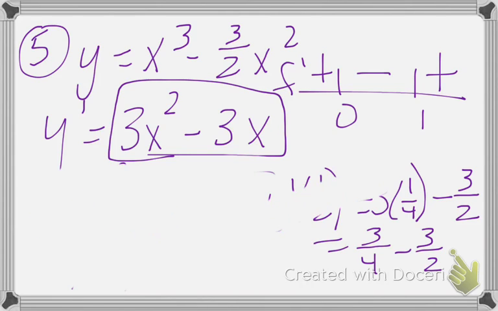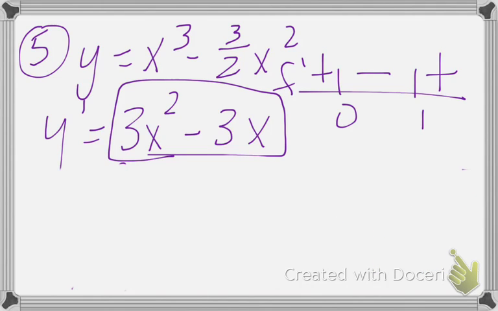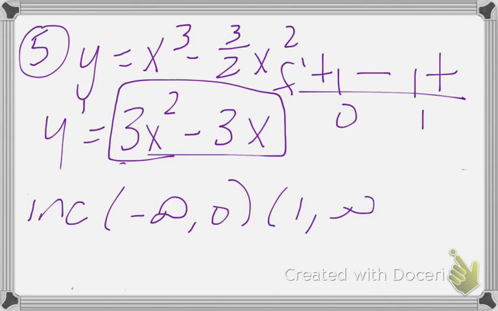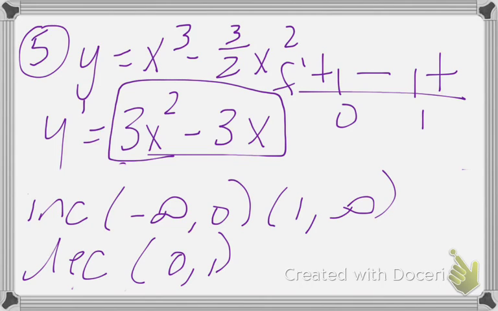Okay, so we go back to the question, and we're being asked when is it increasing or decreasing. So it's increasing from -infinity to 0 and from 1 to infinity, and then it's decreasing from 0 to 1. That's number 5. Okay, number 6.